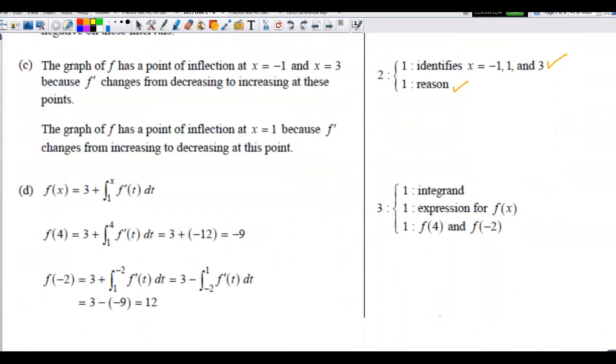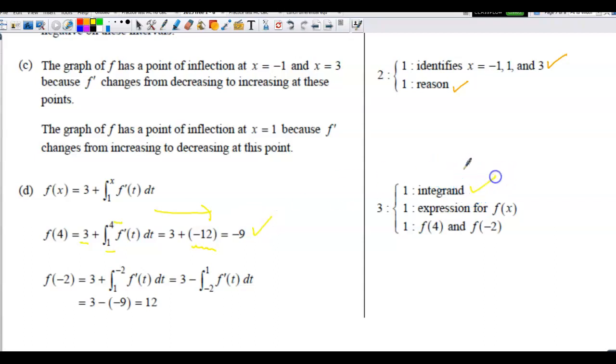So for f of 4, we're going to start with 3 units of area, start at 1, stop at 4. That's moving in the positive direction. And since the area in that region is below the x-axis, we will treat it as a negative. Combine and we get negative 9.